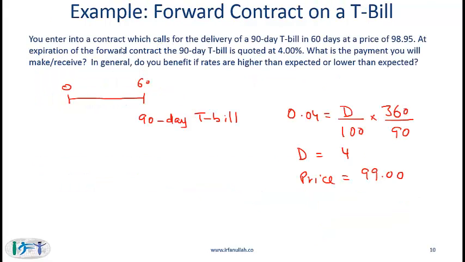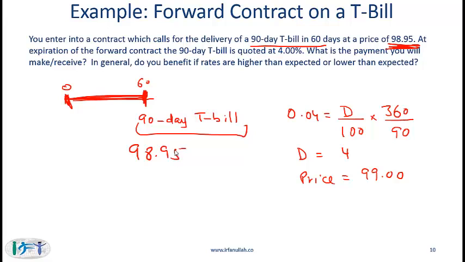Let's look at this scenario. You enter into a forward contract here on day 0, which calls for the delivery of a 90-day T-bill in 60 days. The forward contract expires in 60 days, and the idea here is that after 60 days, you will get a 90-day T-bill. If the price quoted on the forward contract is 98.95, that means that when this contract expires on day 60, you will pay 98.95 to get this 90-day T-bill.